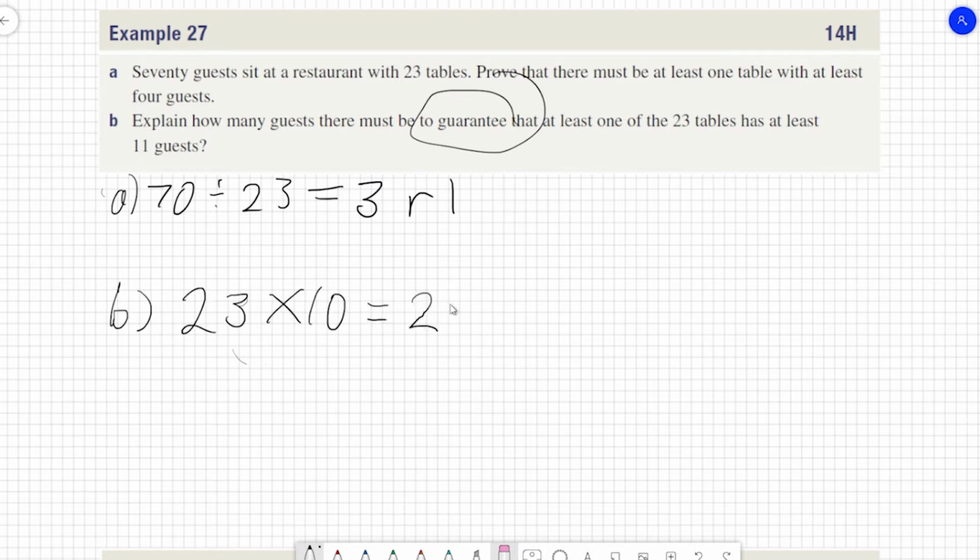And we have 230. So 230 cannot guarantee that at least one table will have at least 11. 230 can only guarantee that each table will have 10. To make sure that we have 11, we need to introduce this extra person. So 231. Only 231 will guarantee that. So once again, we're looking for a worst case scenario and something that will guarantee that we get over it.